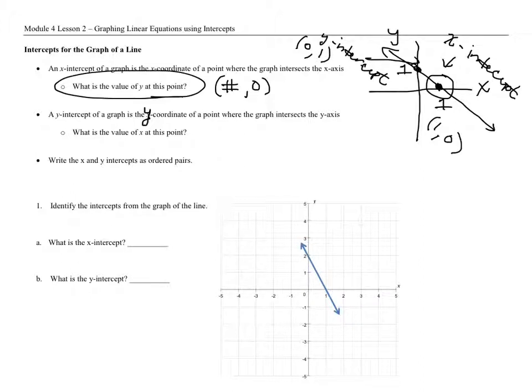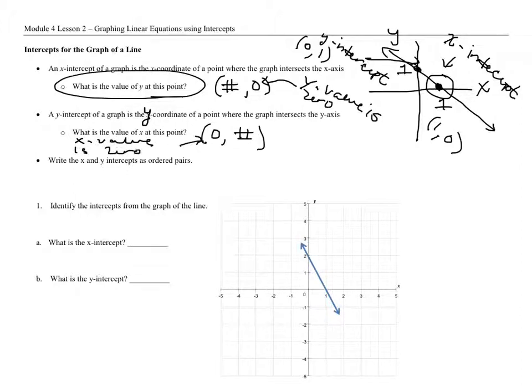So what's the x value at the point? 0. So for every x-intercept, the y value is 0. For every y-intercept, the x value is 0. We always want to write the x- and y-intercept as ordered pairs, just like we did over here.